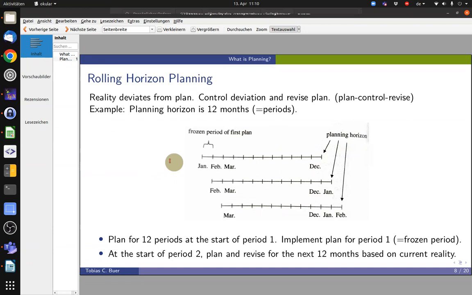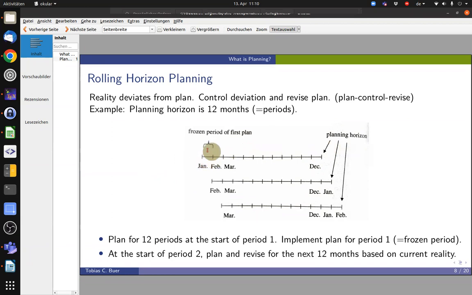Now, what we don't do, we don't start implementing our plan for February, March, and so on and so on until we are at the end of this year, and 1 year later we look at what happened. No, we don't do this.